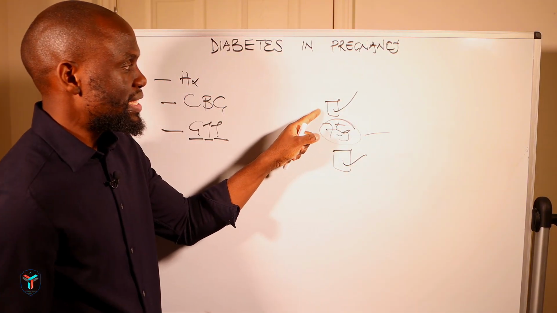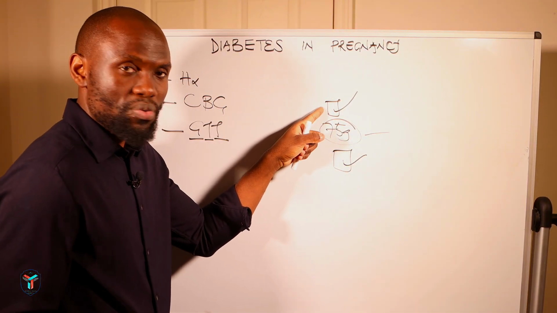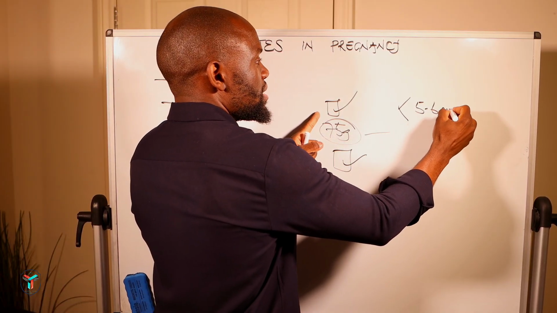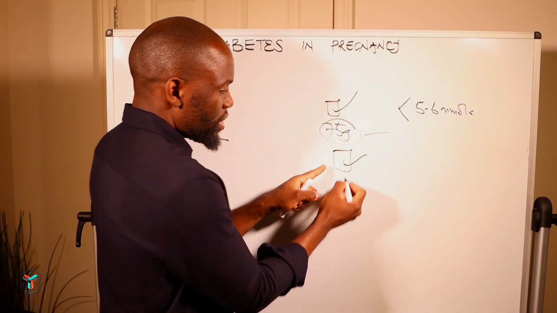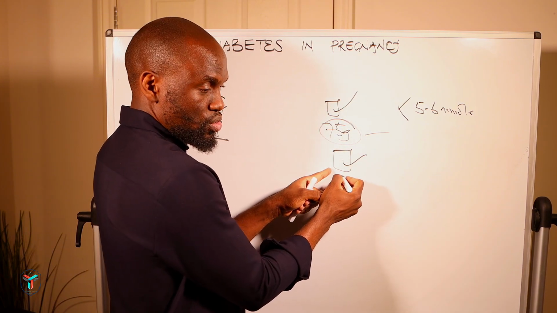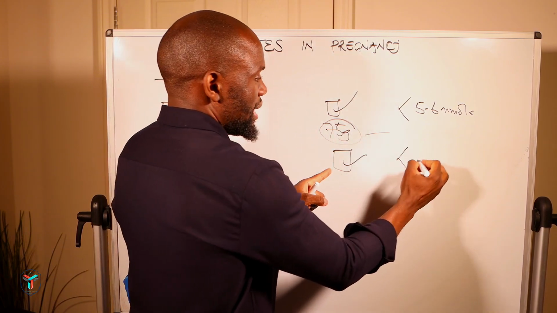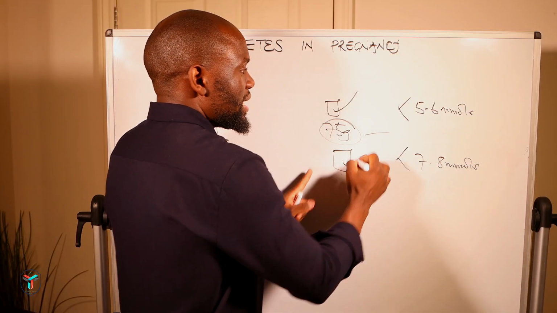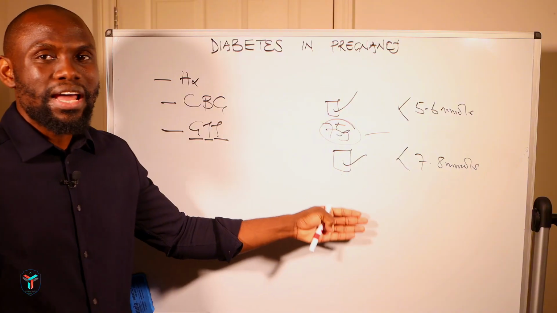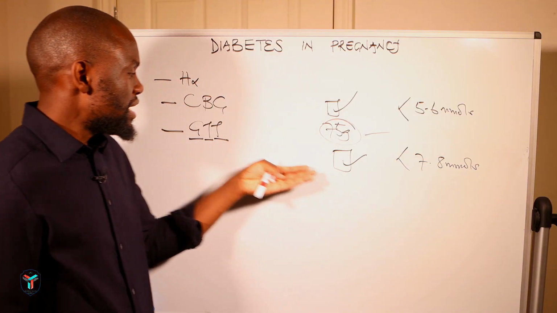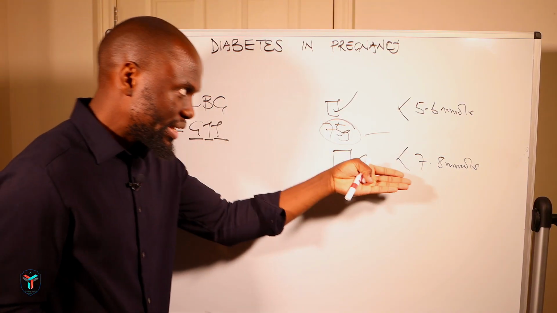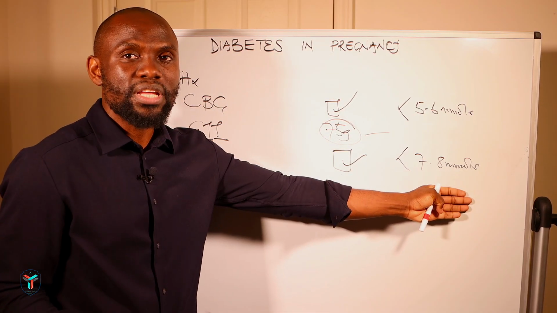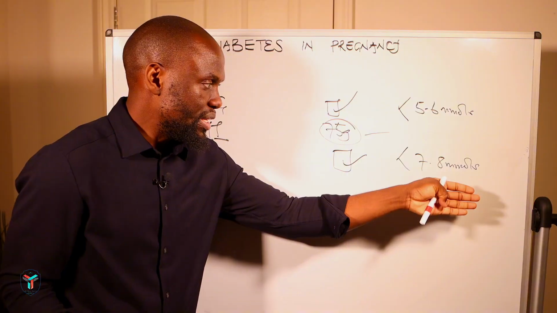So what you want to see is that the first one that you did when they were fasting should at least be less than 5.6 millimoles. And when you do this one, which is 2 hours after you give them that, it should at least be less than 7.8 millimoles. Anything outside these becomes an abnormal reading. It means that the body of this woman is not tolerating the glucose quite well, and so they may be going into a state of either diabetes or pre-diabetes.